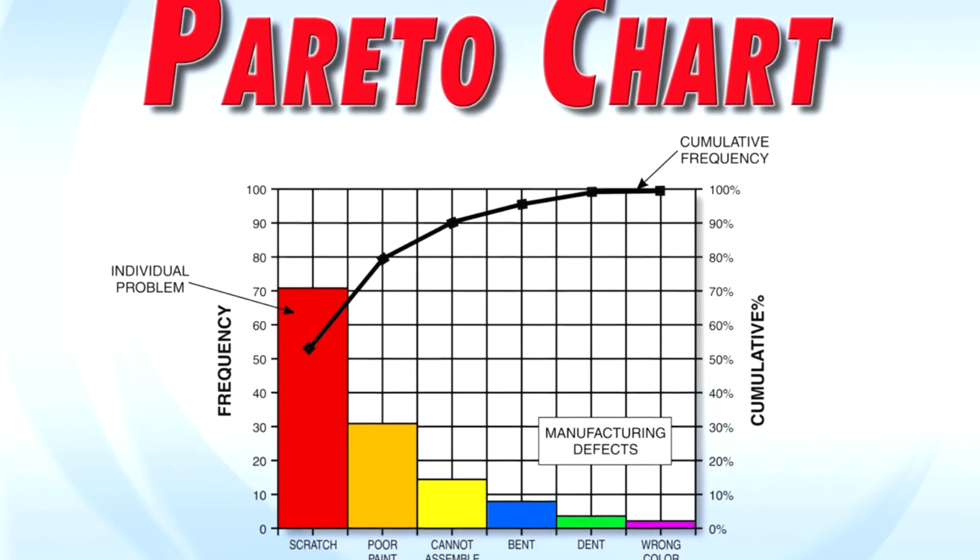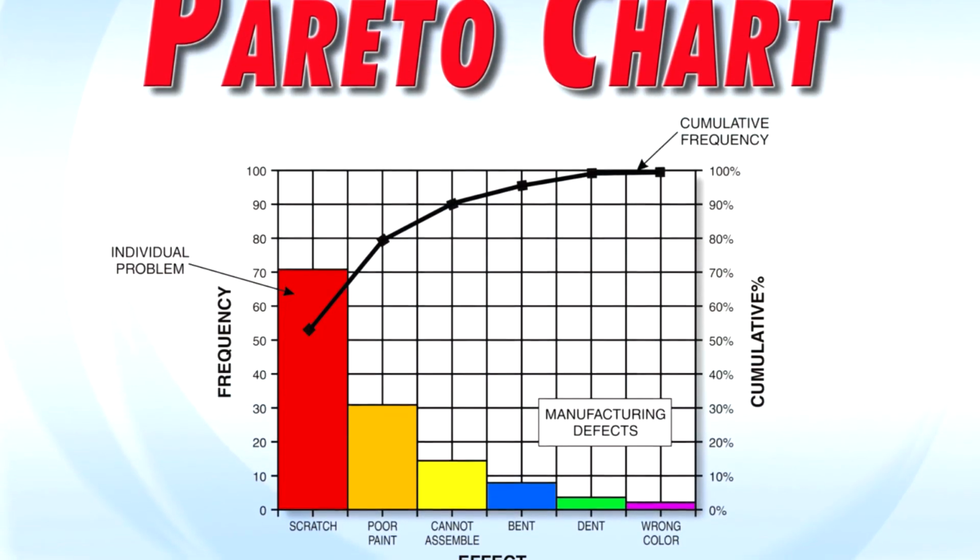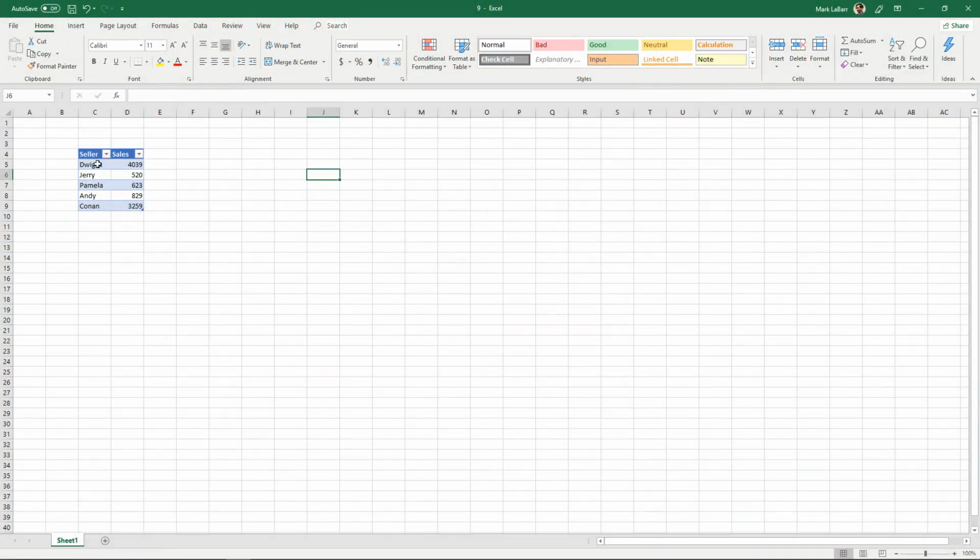In this video, we're going to show you how to create a Pareto chart in Excel. So I have a few sellers here and the sales that they've made, and I'm going to turn that into a Pareto chart. Simply select our data. You can also select the headers if you want. It doesn't really matter in this scenario.